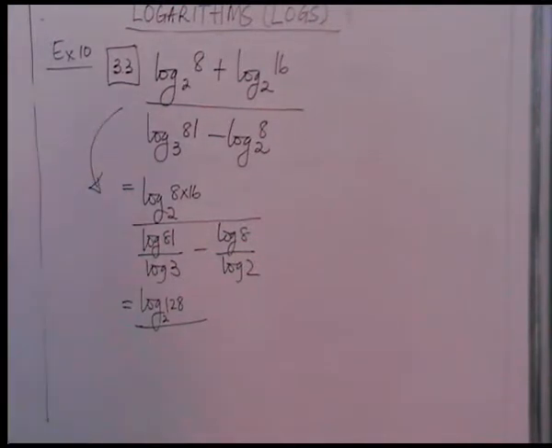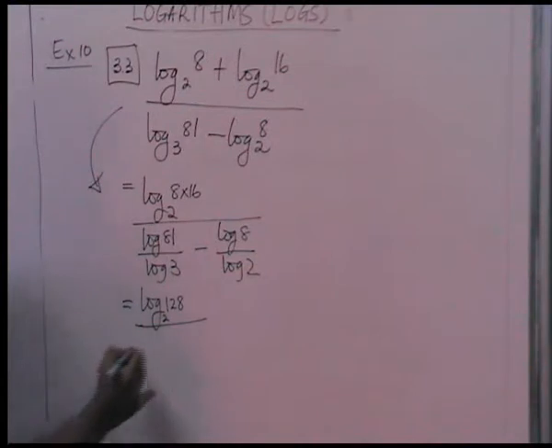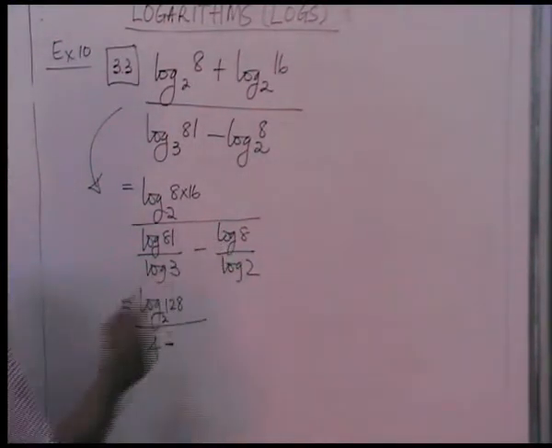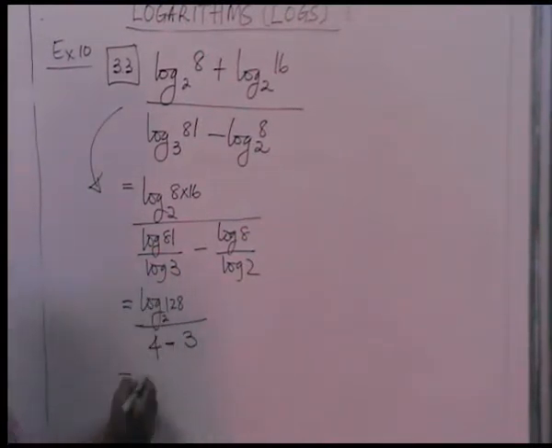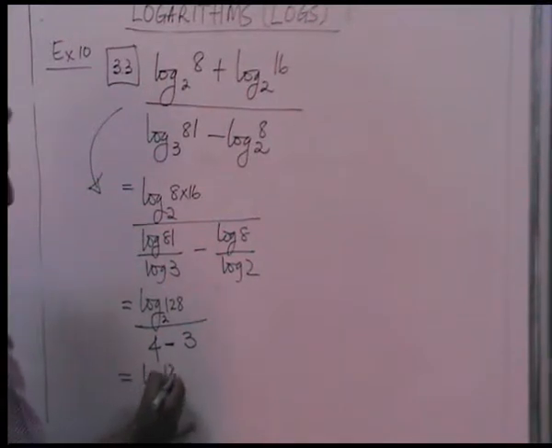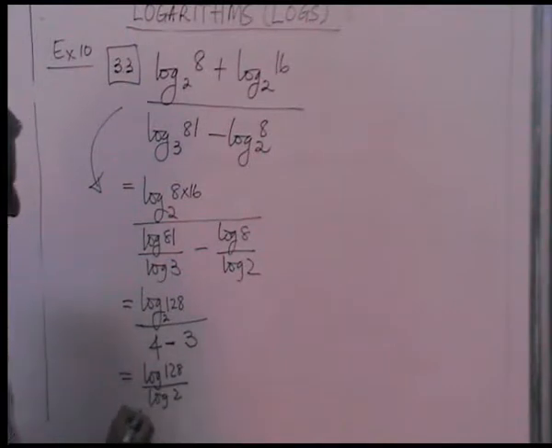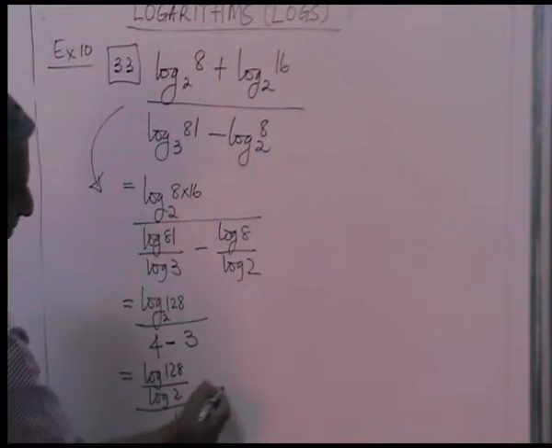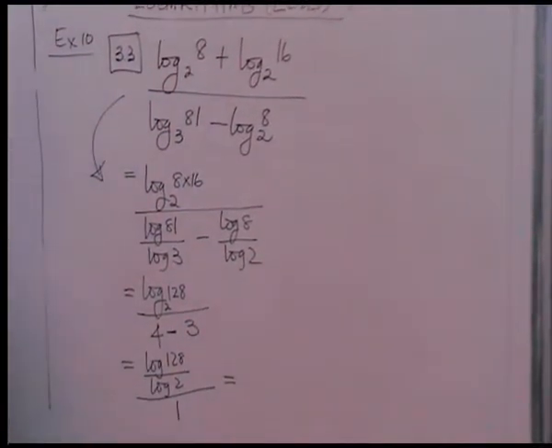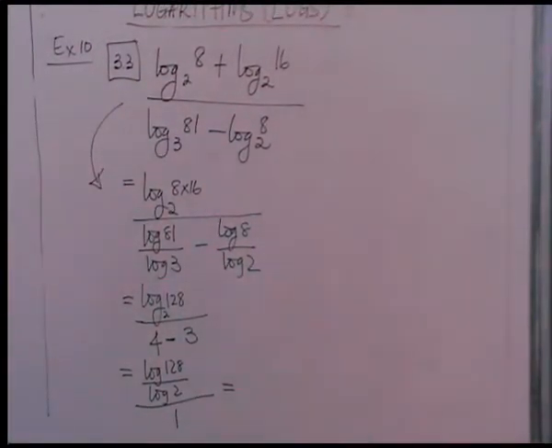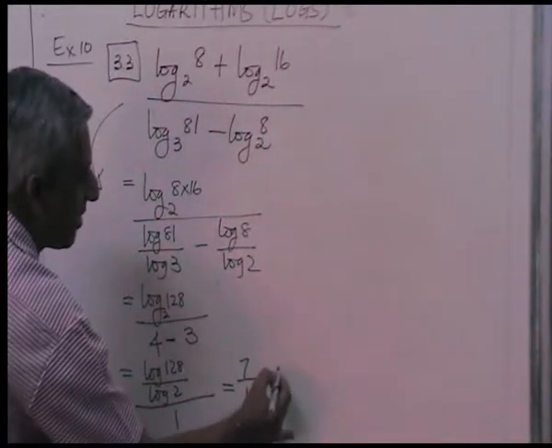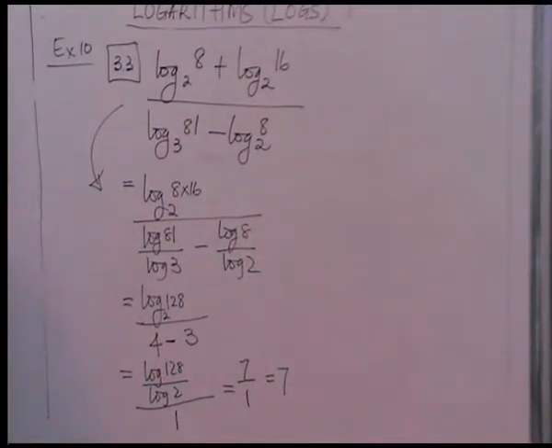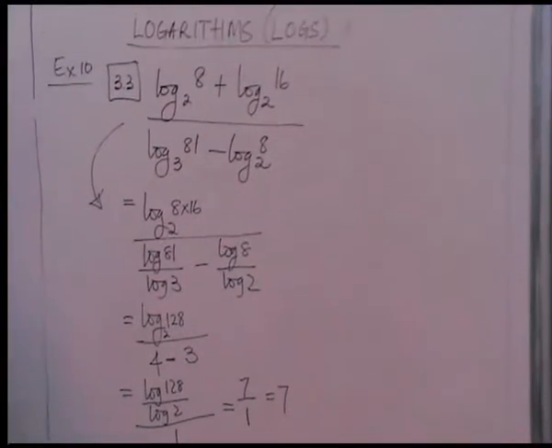Now if I put log of 81 over log of 3 in the calculator, I'll get the answer 4. When I put log of 8 divided by log of 2, I will get the answer 3. So the denominator becomes 1. Now let's look at the numerator. I want to change base again and make it log of 128 over log of 2, all over the denominator, which is 1. I put that in the calculator and I get 7. So it's 7 over 1, which simplifies to 7. So that was 3.3, and the final answer is 7.